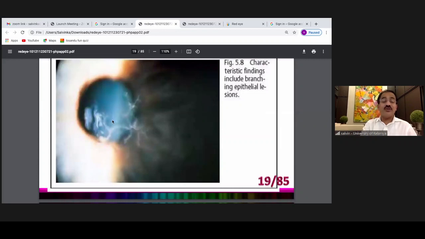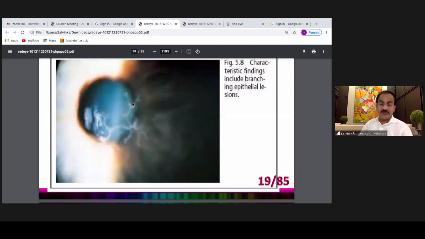This is a very important thing that you should not miss. What is the shape here? This is kind of a dendritic, fern shape. Fern is like the small branches on our trees, and this is like that, spreading branches in every direction. This is a typical viral herpes viral corneal ulcer.